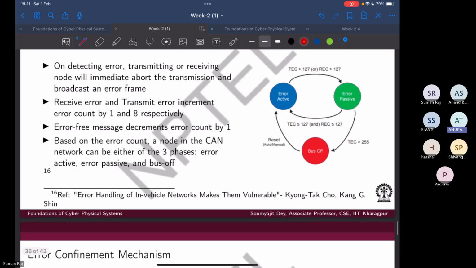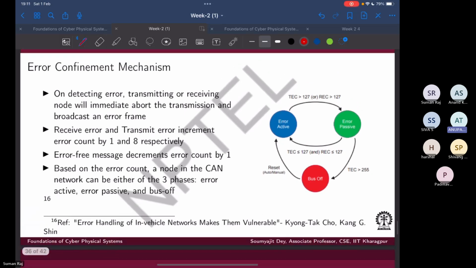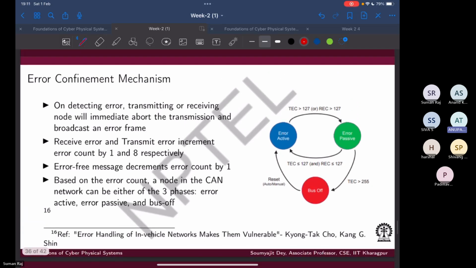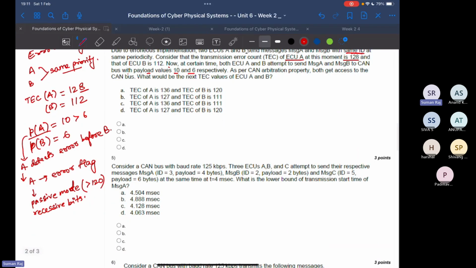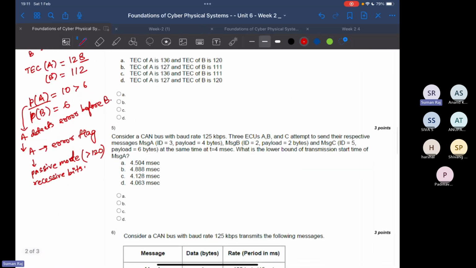Now since A is having some error, that means ECU B is right. So B is not going to detect any error. A will have one error flag that it will release. And after that, B is not going to sense any error. So it is just going to transmit its message.